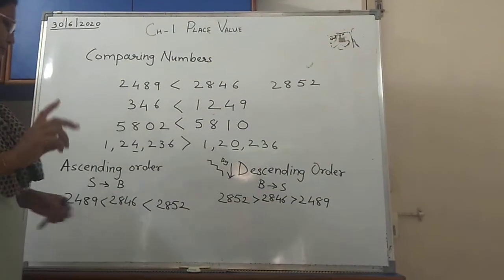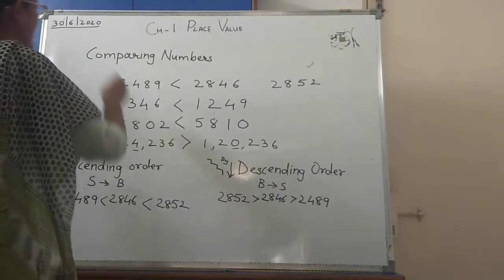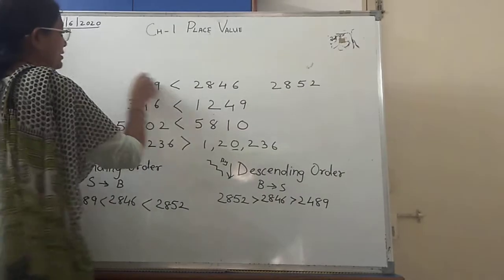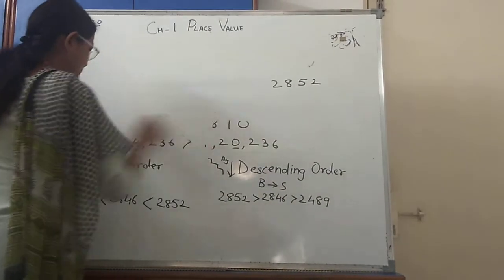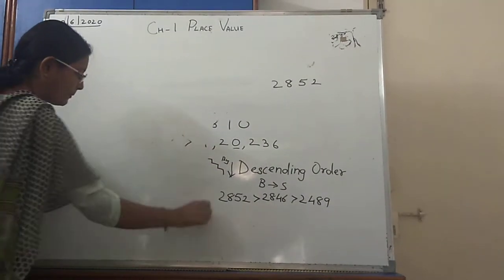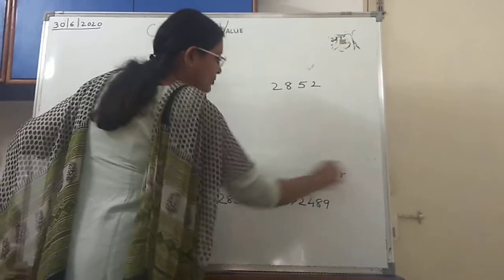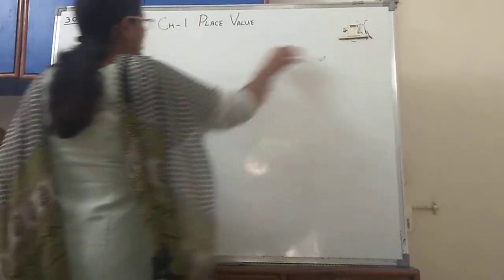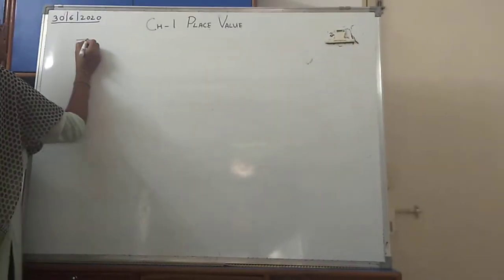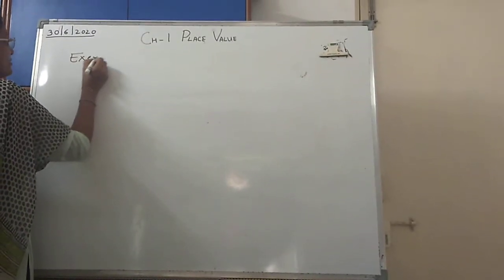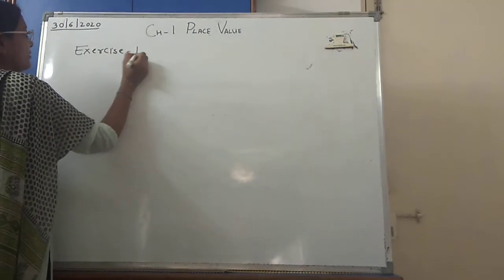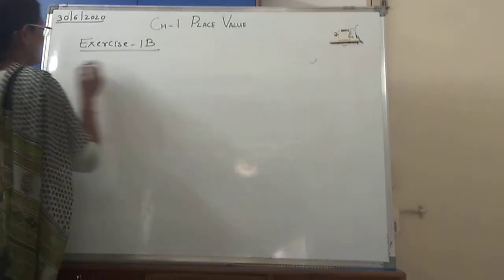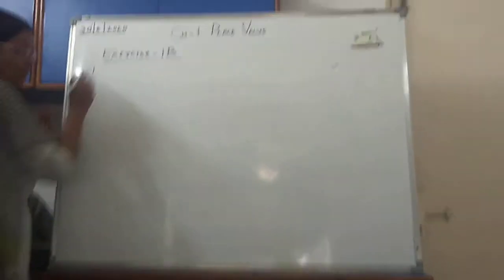Now, let us start with another topic, that is exercise 1B. We'll start with exercise 1B now, right? I think you should be clear with comparing numbers and ascending and descending order, both the ways. Okay, let us start with exercise 1B.